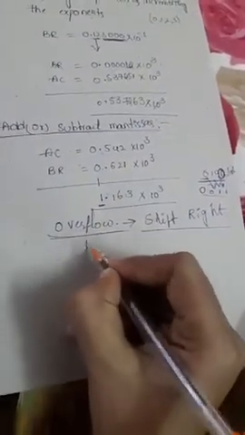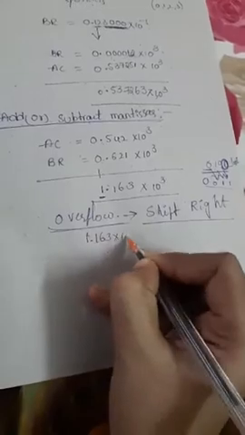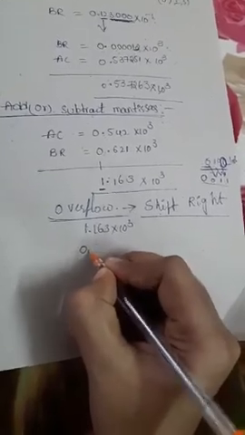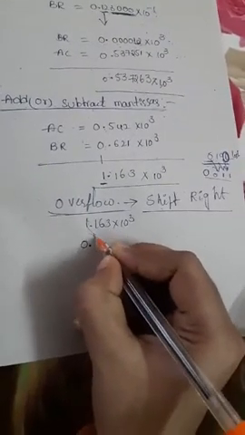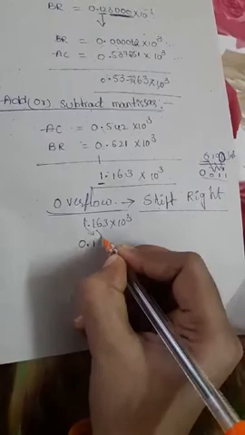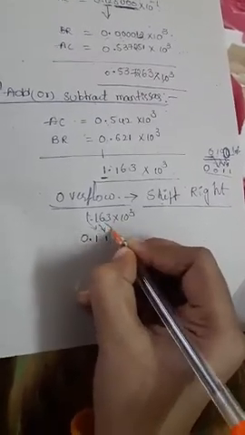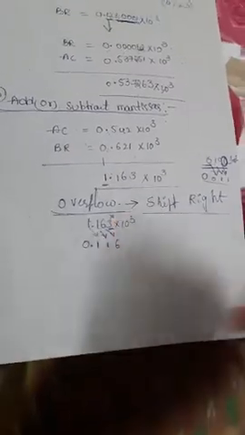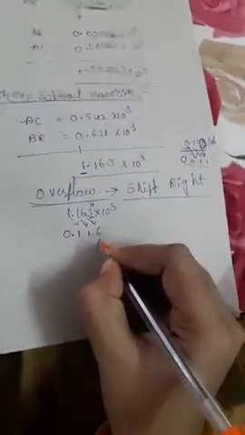Like that, here also, this is our number now, 1.163 into 10 cubed. For this I can apply the shift right operation. 0 will be added on the left side, and each bit will be shifted one position to the right. So what about this 3? 3 will be lost. We get 0.116.